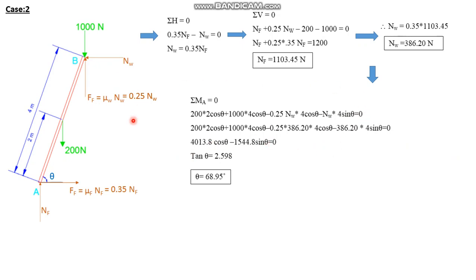In this whole equation NW is there, and the NW value we already got, so substitute NW value, and we'll get the equation in terms of sine and cos: 4013.8 cos theta minus 444.8 sin theta is equal to 0. Therefore tan theta is equal to this value. So tan inverse of that, you will get the theta value as 68.95 degrees.